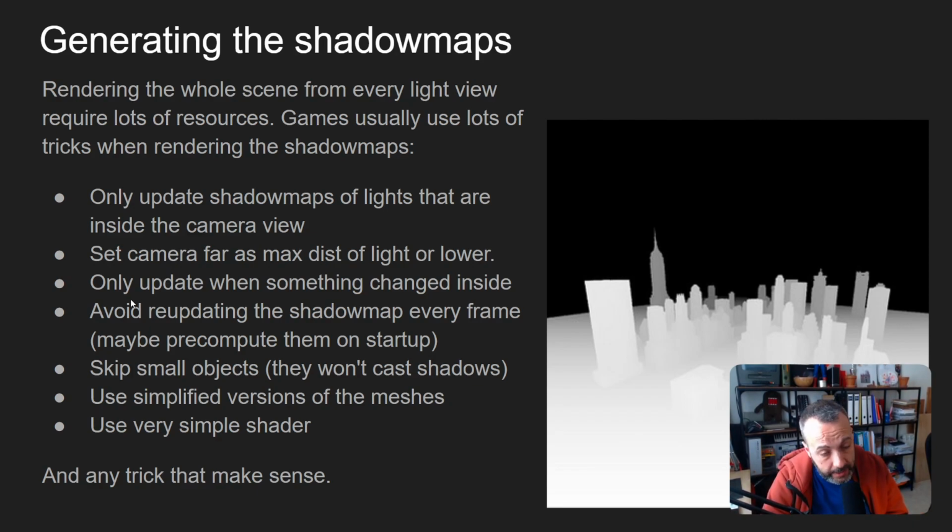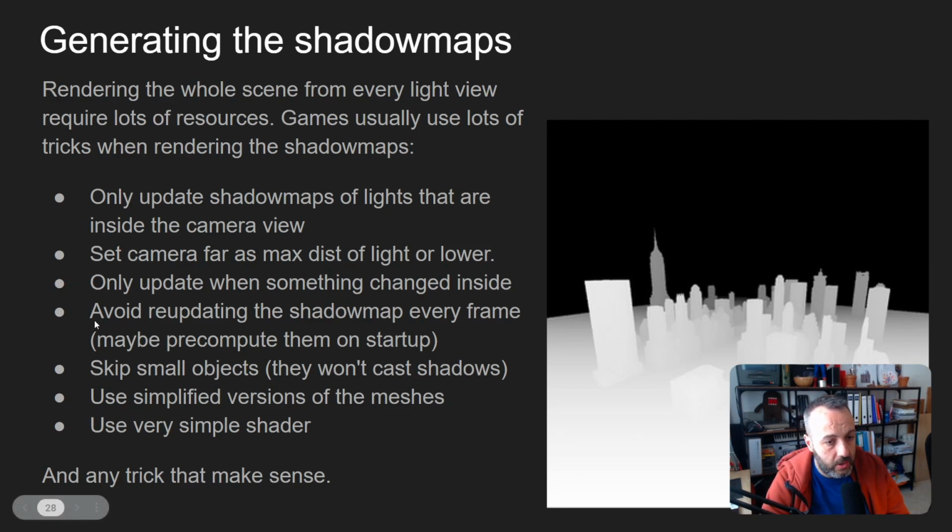Then another trick that is harder to code: if nothing moves inside the light vision, then the shadow map will be exactly the same as the previous frame, so you don't need to regenerate it. The problem is that knowing what has changed inside an area of view is not easy. So if you wanted to try the trick, you have to set up flags, but I won't recommend doing this one.